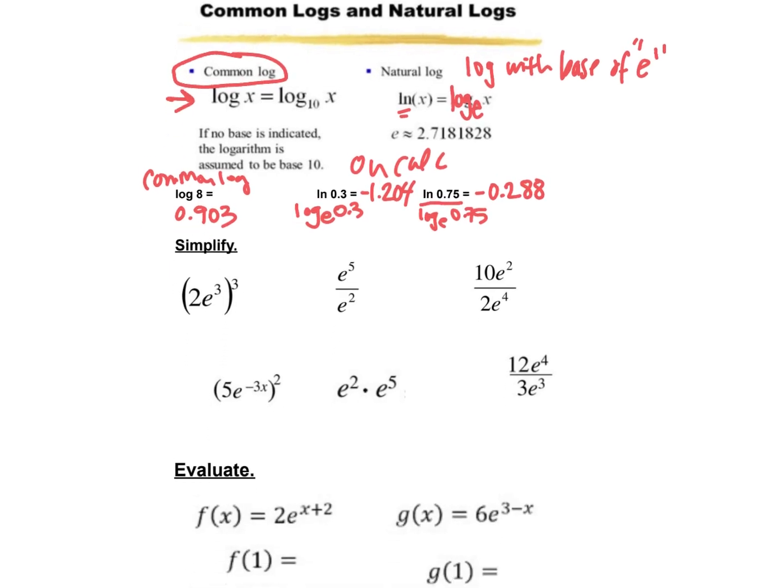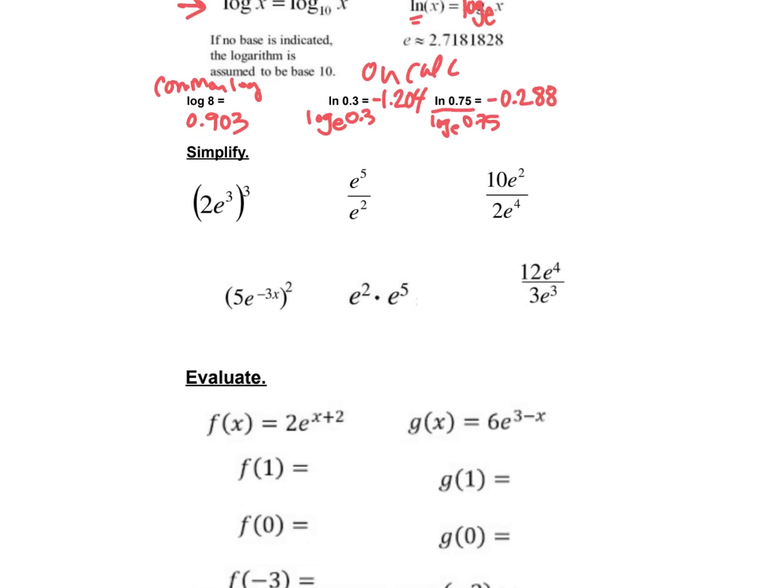Okay, so as we know, logs and exponents are cousins, right? Or they're inverses of each other. So here are some examples of problems where we want you to simplify, where we don't have a variable. We only have e in here as our, I don't know, magic number in these problems. Okay, so how do we simplify this?